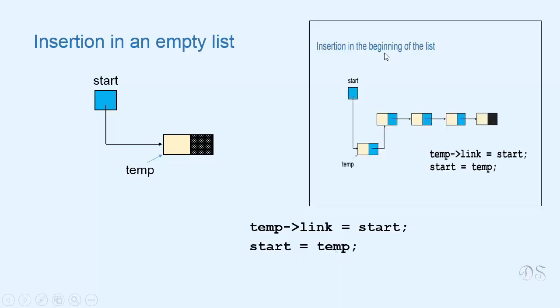We can see that we had written the same two statements for inserting a new node in the beginning of the list. So these two cases can be handled using these same statements. When we study doubly linked list or circular linked list, we can see that the insertion code in these two cases will be different. But in single linked list, we can handle these two cases in the same way.